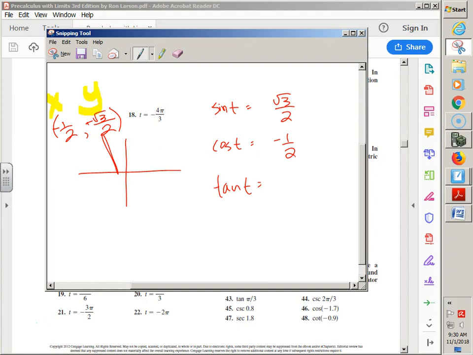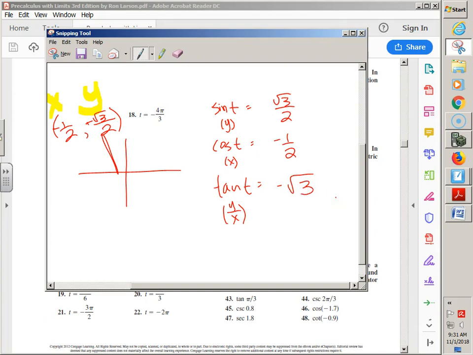I always write sine, then cosine, because if sine is y and cosine is x and tangent is y over x, if I write the sine, then the cosine, to get the tangent, all I have to do is divide these two, right? So then I say root 3 over 2 over negative 1/2, the 2s reduce, and I end up with negative root 3.